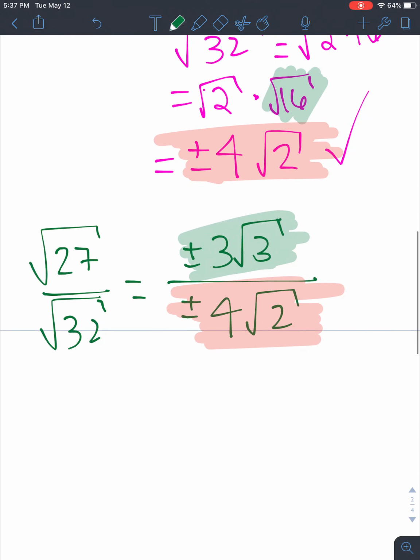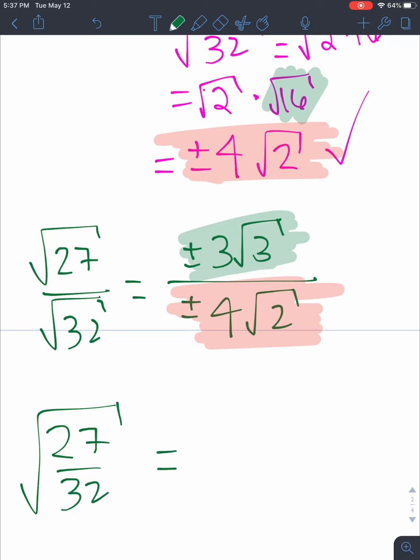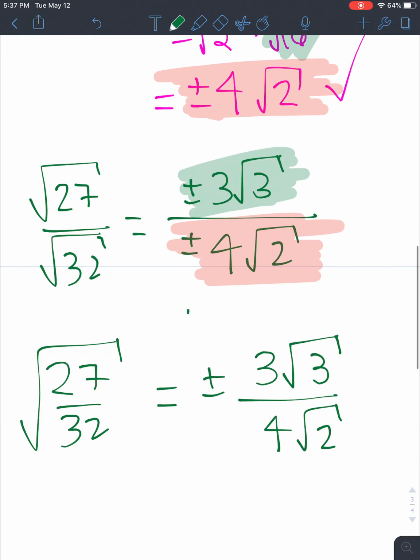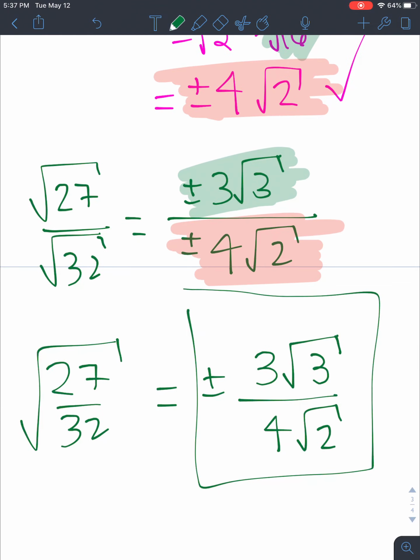So then my final answer, okay, so square root of 27 over 32. The simplest form of that would be 3 times the square root of 3 over 4 times the square root of 2 with that plus and minus out front. This would be our final answer. Okay?